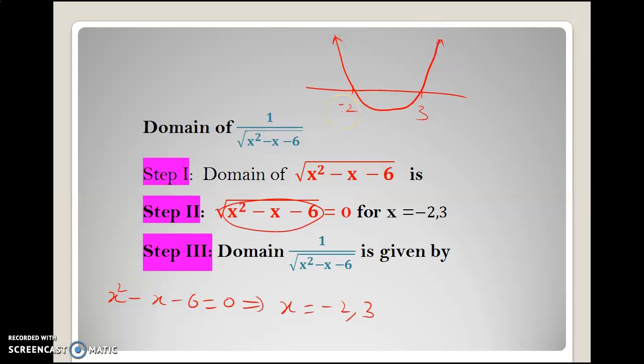Now we can see that the graph is above the x-axis for the points which are less than minus 2 or for the points which are greater than 3. Therefore, the points for which the function 1 upon under root of x square minus x minus 6 is defined are given by minus infinity to minus 2 union 3 to infinity, open brackets.